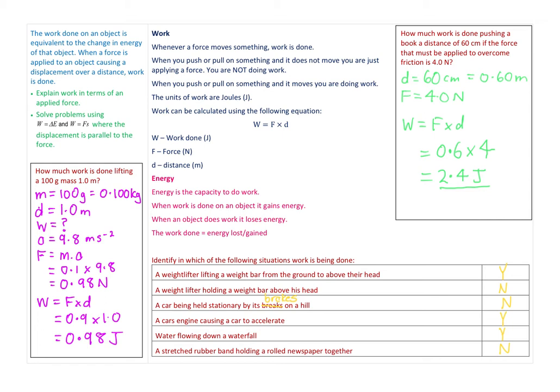So, I've already sort of jumped ahead to this. What is energy? Energy is the capacity to do work. When work is done on an object, it gains energy. So if, say, I push an object, it gains speed, it'll gain what we call kinetic energy. We'll talk about that again soon, but I think you've probably heard of kinetic energy before. When an object does work, it loses energy. So when the brakes on your car do work, then your car loses kinetic energy.